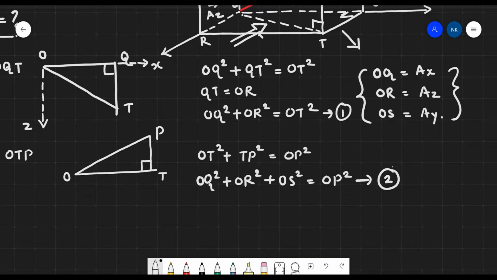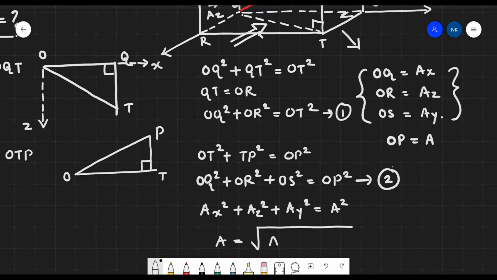Alright, and what was OP? OP was the magnitude of our vector A. So here this is going to be Ax square plus Az square plus Ay square equal to A square, or you can say A equals under root of Ax square plus Ay square plus Az square.